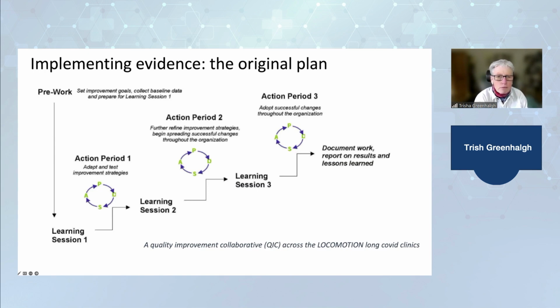So this rather confusing diagram represents the original plan. The idea is you've got some evidence about what works, and we're going to set up something called a Quality Improvement Collaborative, or QIC. The first thing you do, that pre-work, is that you set some goals for how you're going to improve practice based on evidence, and then you prepare for a learning session. In a learning session, these days they happen online, everybody puts aside a Friday afternoon, joins in the learning session, and they do something called a PDSA cycle: plan, do, study, act.